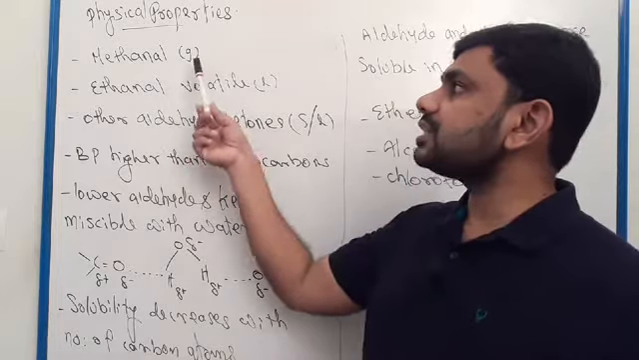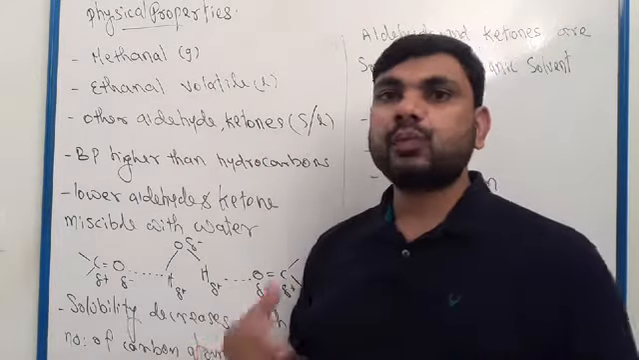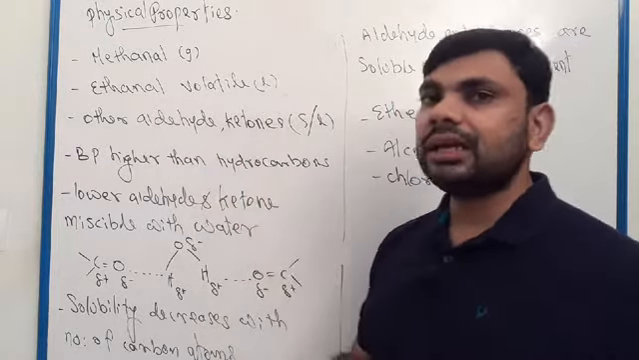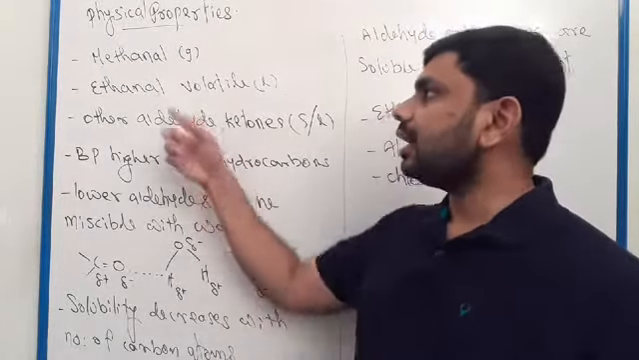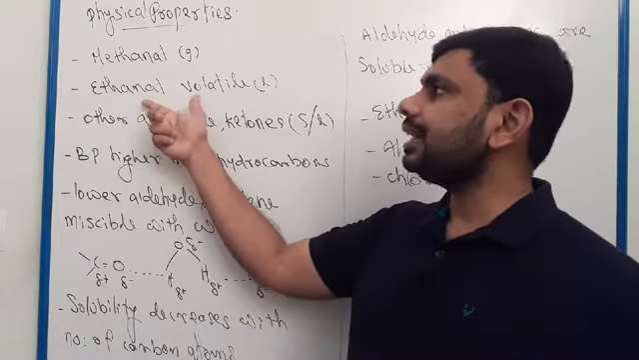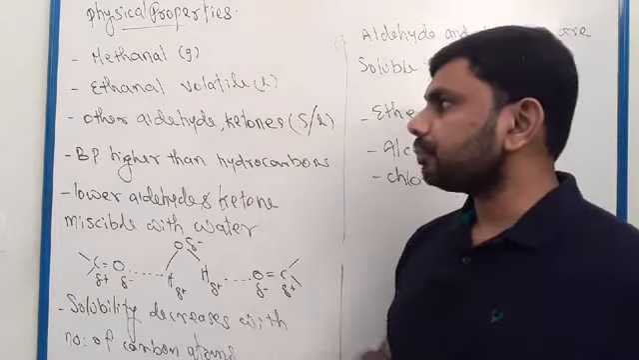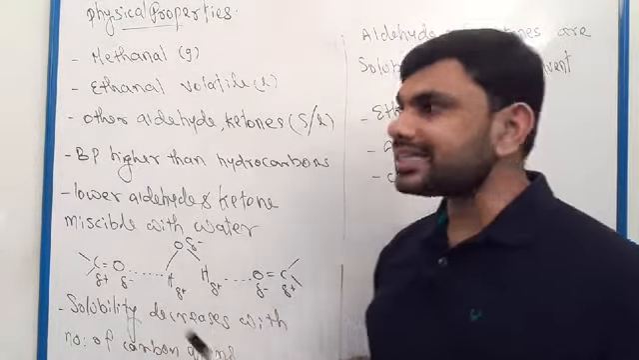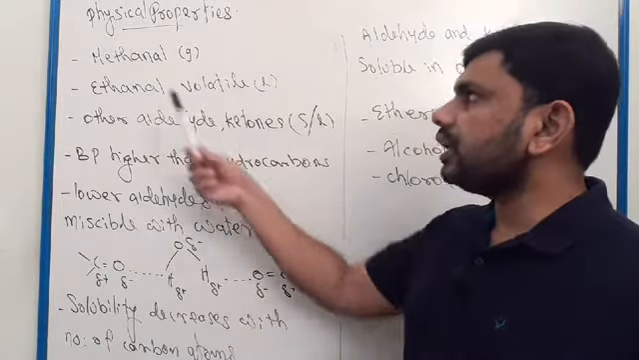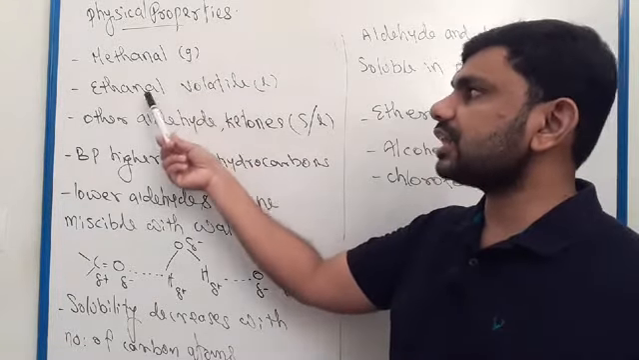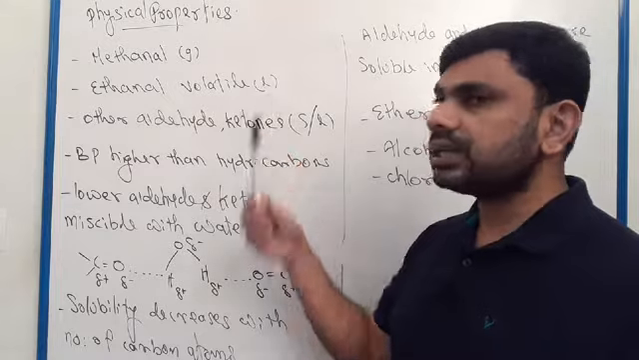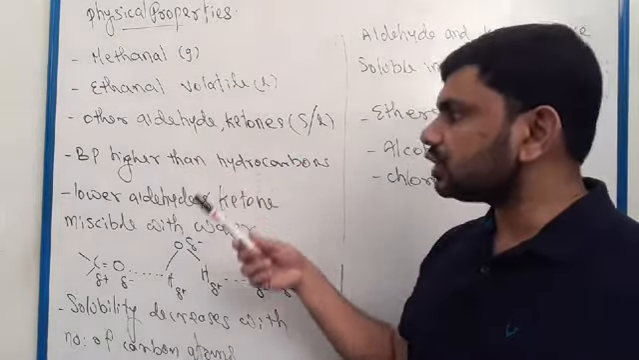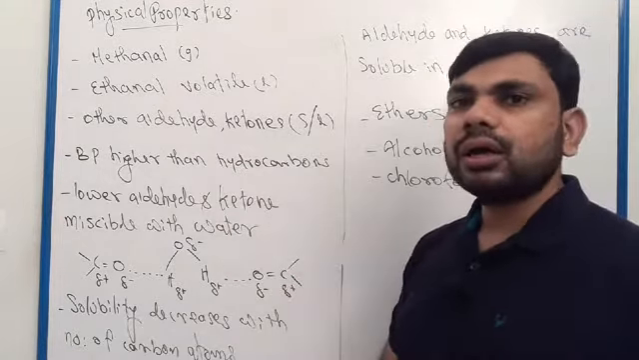Methanal and ethanal are the lower aldehydes. Methanal is in the gaseous or vapor state, and ethanal is a volatile liquid. Other aldehydes and ketones are in the solid state or liquid state.